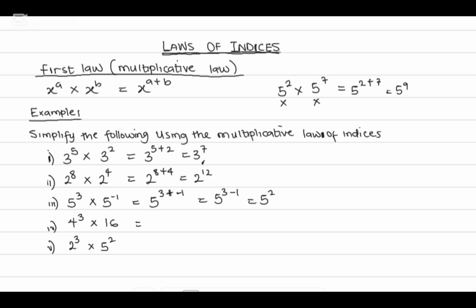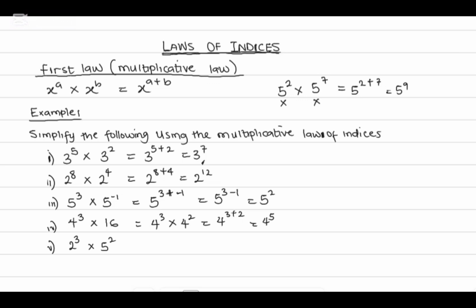Well, 16 can also be written as 4 raised to power 2. And so when you recognize that, then you can start applying the law of indices. Rather than writing 16, you can now write 4 raised to power 2. You can write 4 raised to power 3 times 4 raised to power 2. And that will give you 4 raised to power 3 plus 2. And that's 5. And so take note of that.